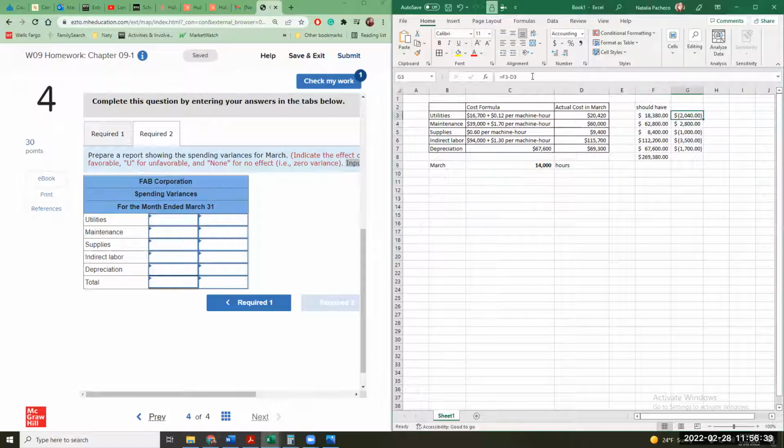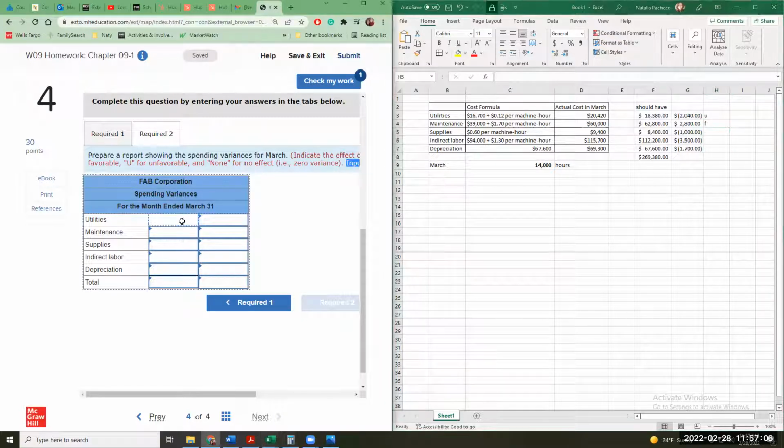So what I did is I did the should have cost minus the actual cost, because if I do it like that, if it's negative, I know that it's unfavorable, and positive, favorable, because they should have spent 18,380, but they actually spent 20,420. So just like that, that was the only favorable cost. All the others were unfavorable.